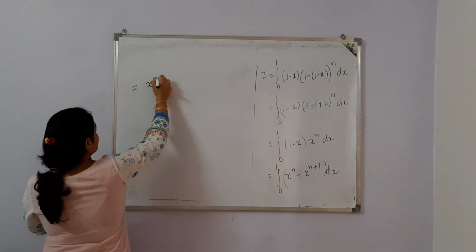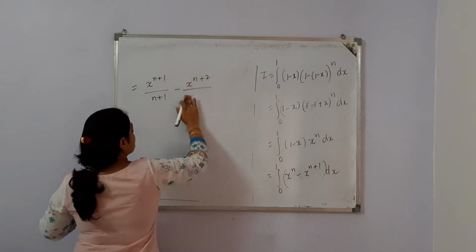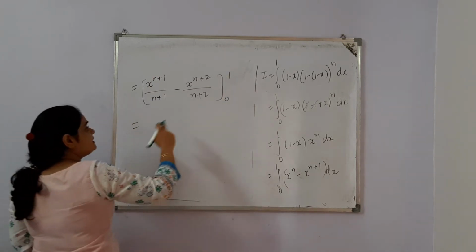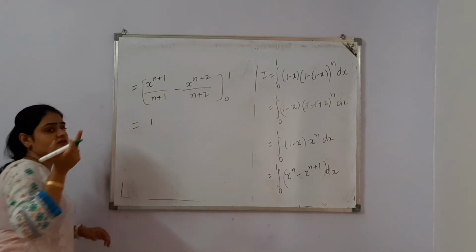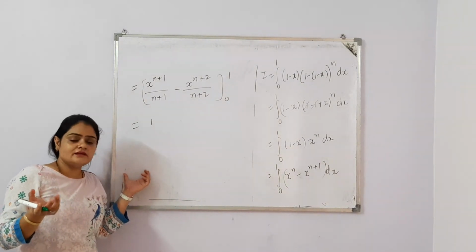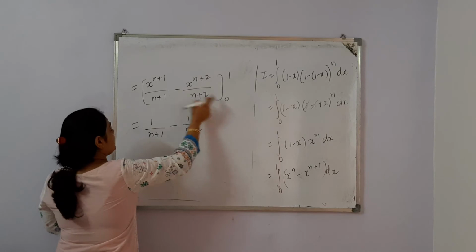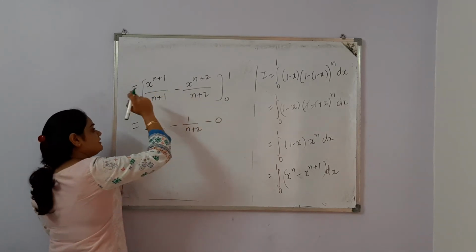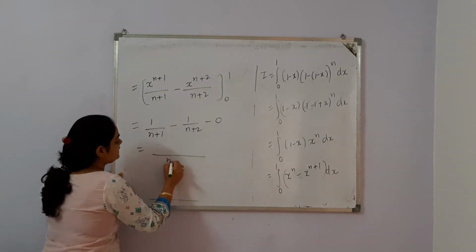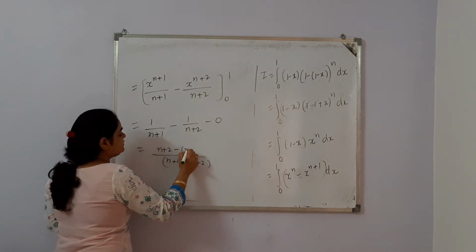Its integration is x raised to power n plus 1 upon n plus 1, minus x raised to power n plus 2 upon n plus 2, and the limits are 0 to 1. We need to substitute the limits. Upper limit 1's power n plus 1, of course 1's power will become 1. Whatsoever is the power of 1, it is 1. 1 upon n plus 1 minus 1 upon n plus 2, and wherever we substitute 0 in place of x, we'll get 0. So can we take LCM now? n plus 1 into n plus 2. Here n plus 2 minus n plus 1.